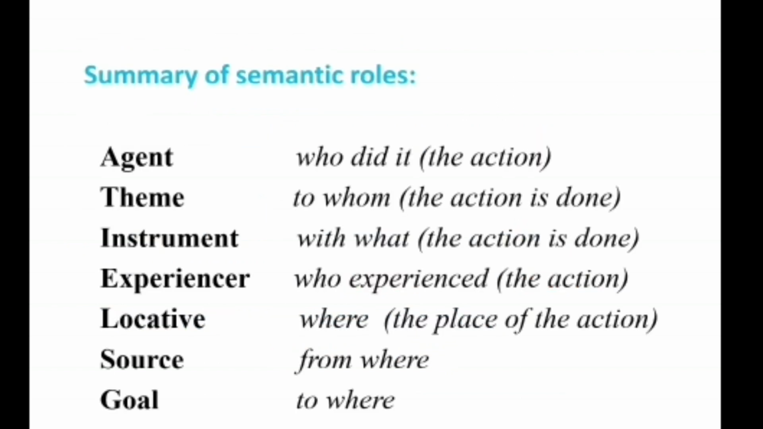Now, as a summary of the semantic roles covered so far, we have agent, which refers to who did the action, the theme, to whom, the instrument, with what, experiencer, who experienced that, locative, where, source, from where, and the goal is to where. Other semantic roles actually exist, which are not mentioned in the course book we are using, such as beneficiary, also called beneficiary or recipient, and also we have temporal and so on.